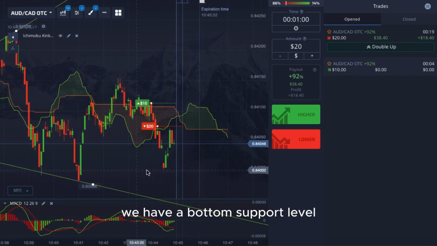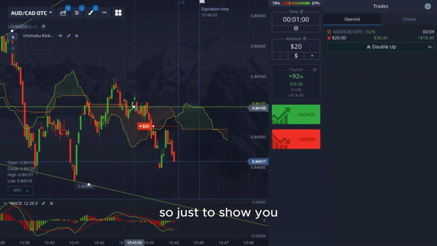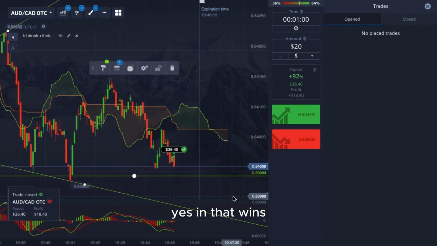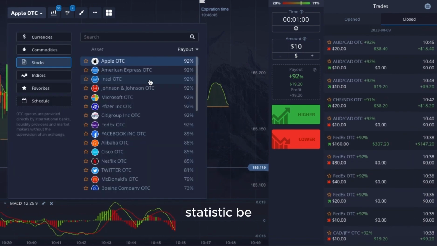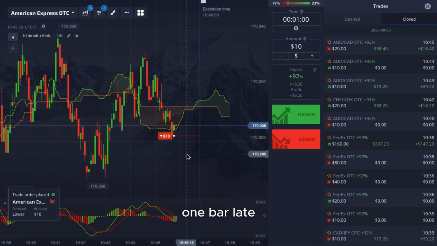We have a bottom support level on this line, so that's what we're looking at. So just to show you, this is what it's looking at. Consolidate around there. Yes! 8 net wins, 4 more minutes. It's all today's statistic. This is just nice. This is good. We're 1 bar late, but we're okay.